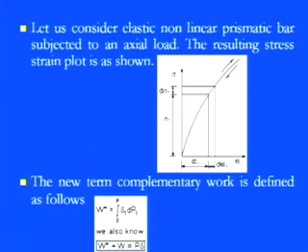But now, if we consider an elastic nonlinear prismatic bar subjected to an axial load, there are some differences. We have sigma 1 and epsilon 1, and in these terms we have sloping curves. Within this sloping curve, we have d sigma 1.